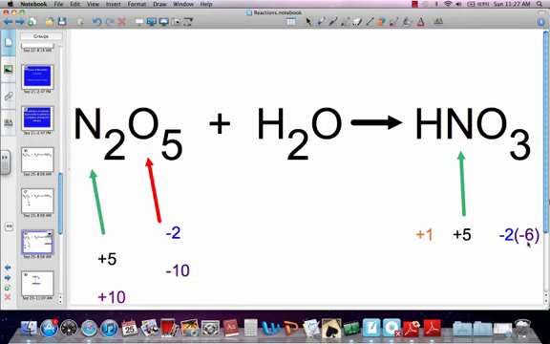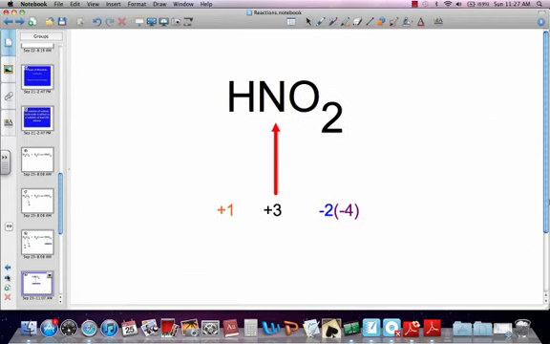If it was HNO2, oxygen's -2, there's 2 of them, that's a total of -4. Hydrogen's +1, that means that nitrogen would have an oxidation number of +3, which is not consistent with the +5 that we had in N2O5. Here's +4, canceling out the -4.